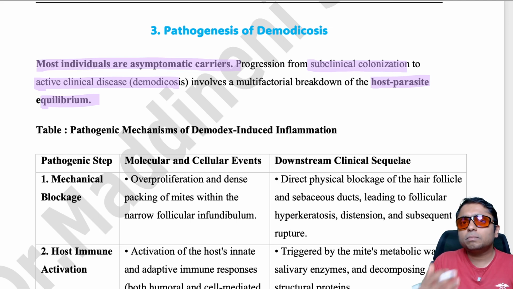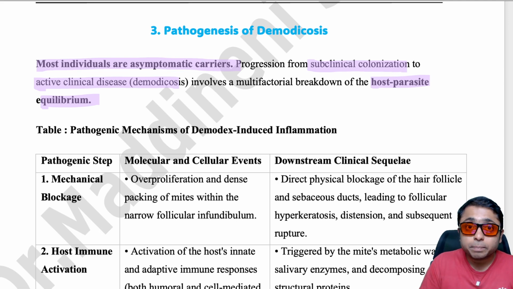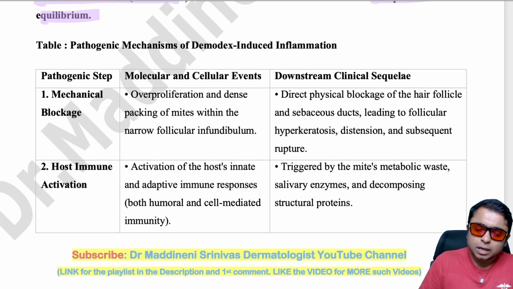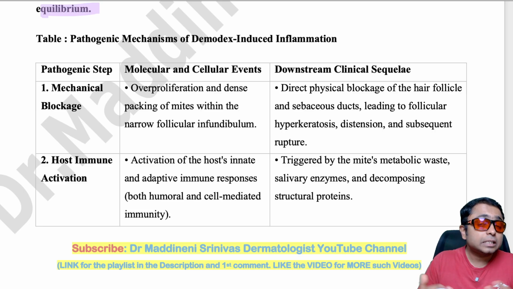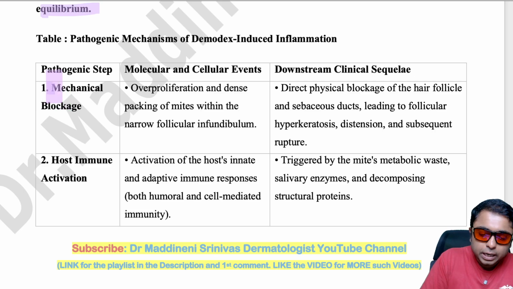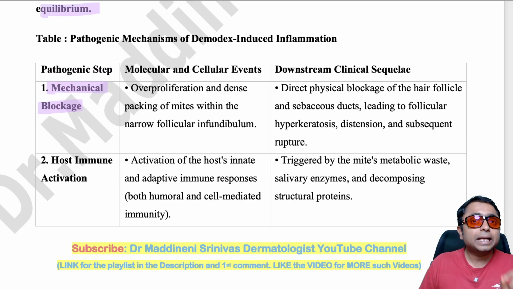There is no problem for us produced by the Demodex mite, but there will be some situations in which this equilibrium will be disturbed, right? So what are all those things? First and foremost, the most important one is the increased density, increased population of the Demodex. Okay, that is responsible primarily. Rest everything you can see in this mechanical blockage.